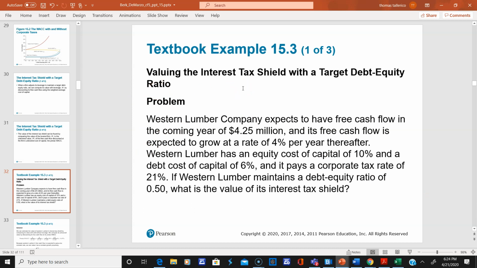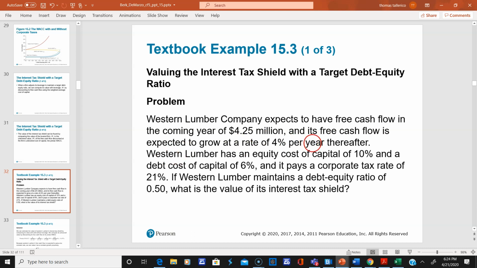All right, so let's go through this example here. We're going to look at an interest tax yield with a target debt equity ratio. Western Lumber Company expects to have free cash flow in the coming year. So here's their free cash flow. This is the money left after all debts have been paid, and its free cash flow is expected to grow at a rate of 4% per year thereafter.